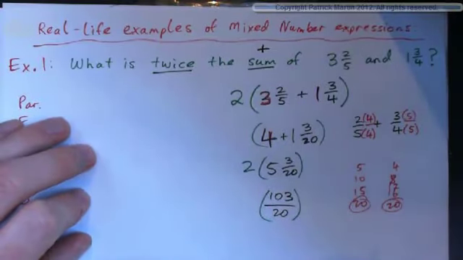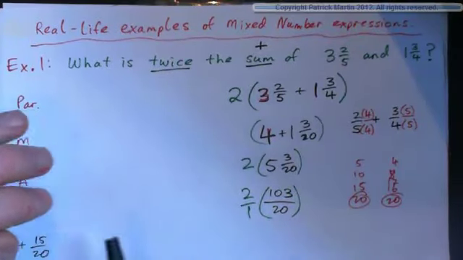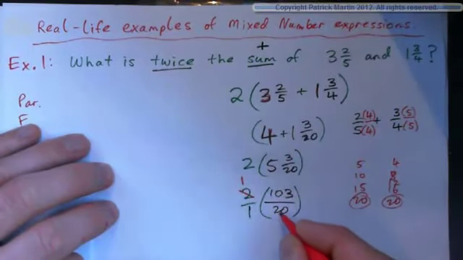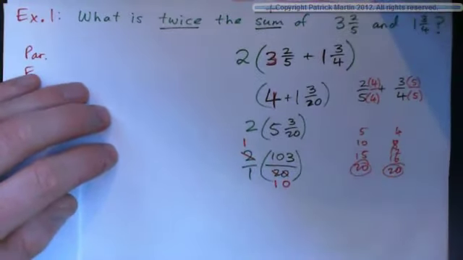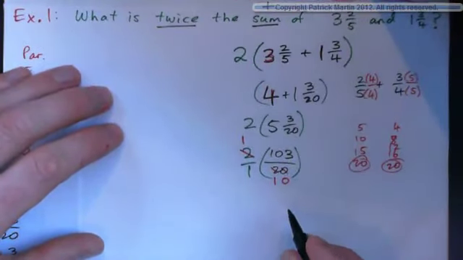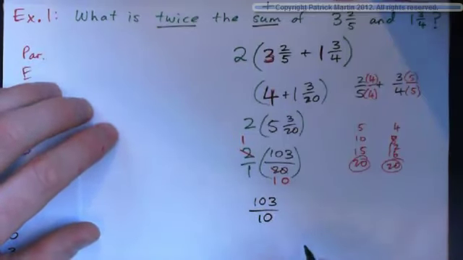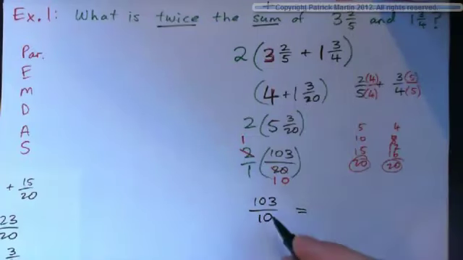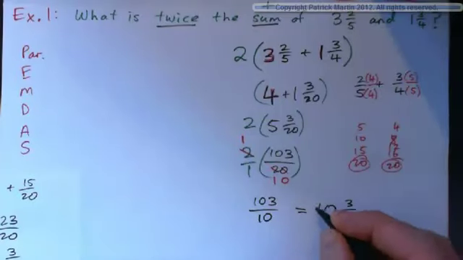Can you write 2 as a fraction? 2 over 1. Yep. Now, can we cross cancel? 2 into 2 goes once, 2 into 20 goes 10. So that gives me 1 times 103 is 103, over 1 times 10 is 10. 103 over 10 is the answer as an improper fraction. Now can you turn that into a mixed number? 10 into 103 goes 10 times, remainder 3. So 10 and 3 tenths.